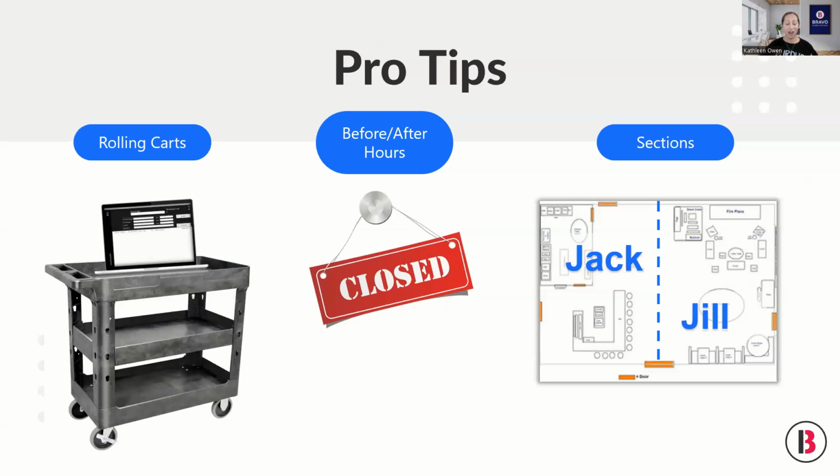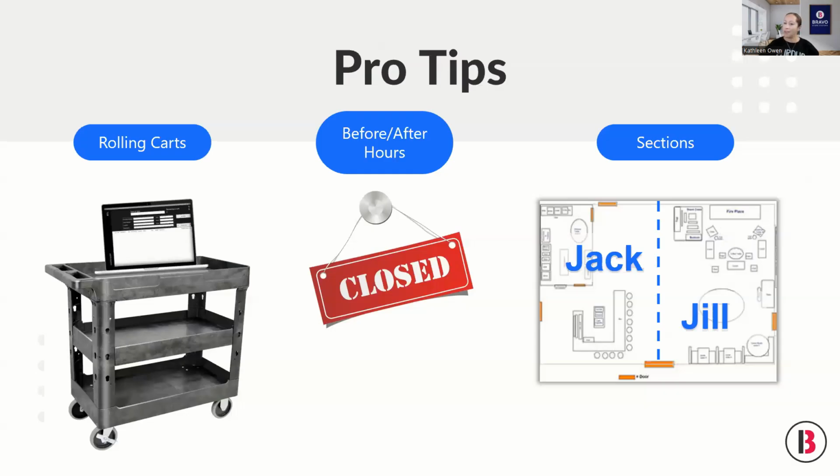Next, divide and conquer. Having clear sections assigned to each person who's helping with this audit can really help prevent overlap, meaning that Jack and Jill won't scan the same items, creating duplicates or overages in your audit. So having those defined boundaries really helps keep the process organized.